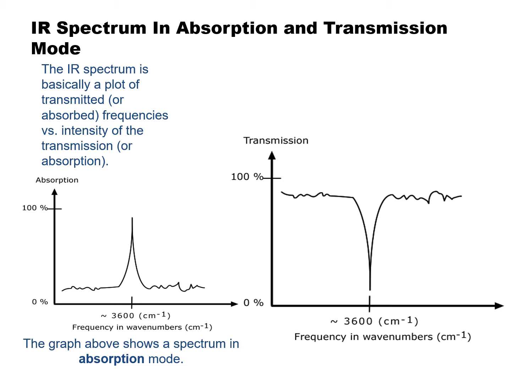We can have IR in absorption mode or in transmission mode. They are the same, though also somewhat different. In absorption mode, the IR spectrum is given with percent of absorption against frequency in wave number, whereas in transmission mode, the spectrum is given in terms of percent of transmission with respect to frequency in wave number.